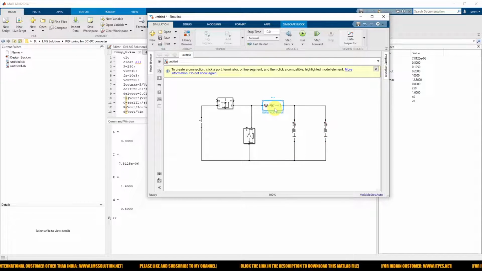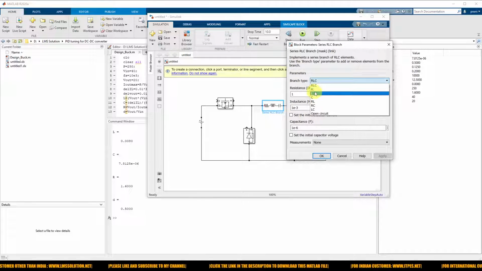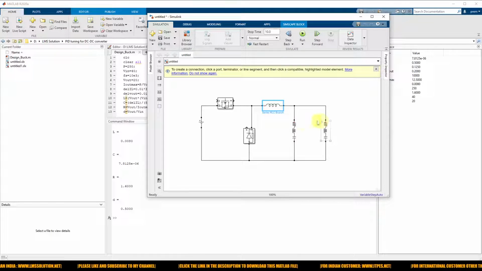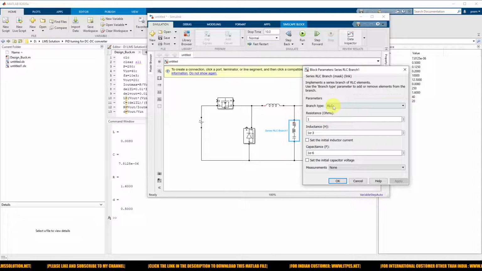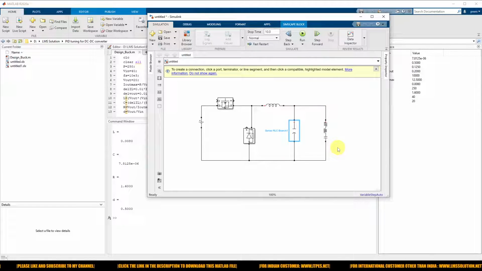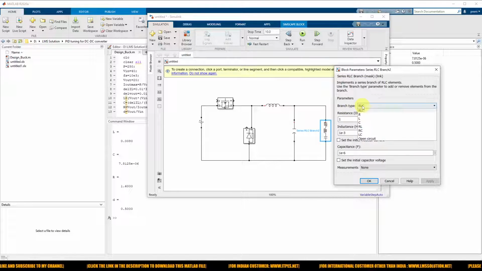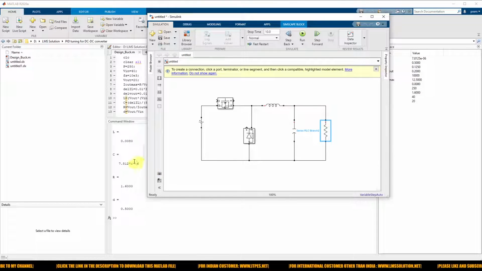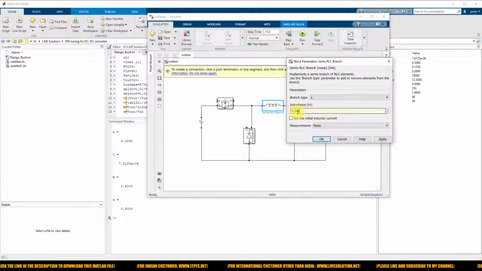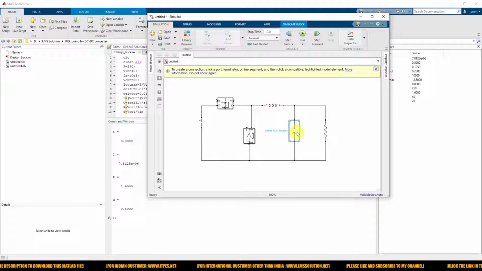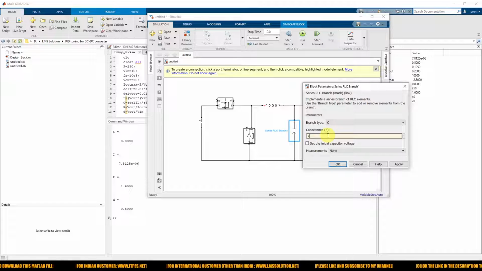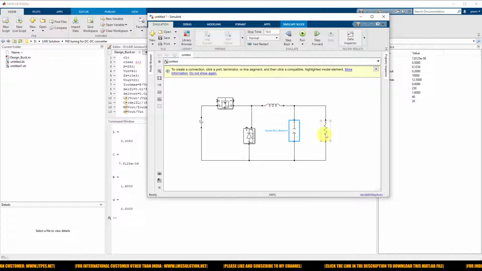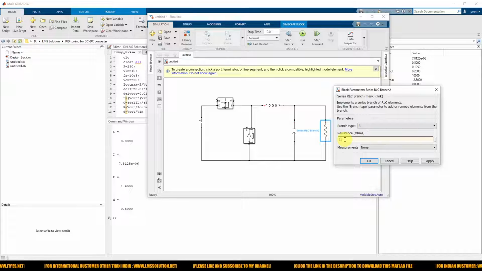So here I'm going to change the value to L, right? Branch type is L, and then here branch type is C, capacitor, and then this branch type is resistance. So here we have that value, right? Just you got to type that value: 0.008, and then capacitance is 7.8125 e power minus 6, and then resistance is 1.6.